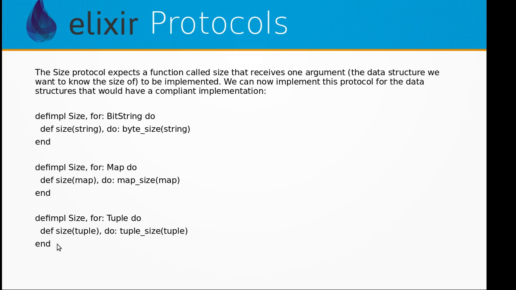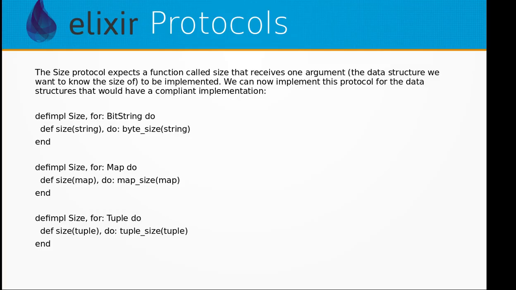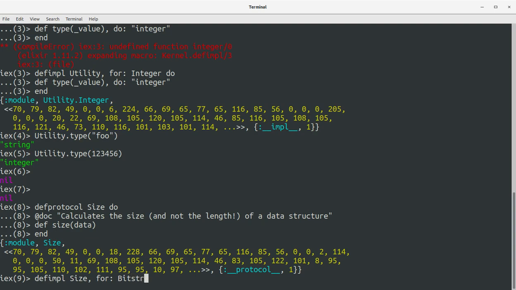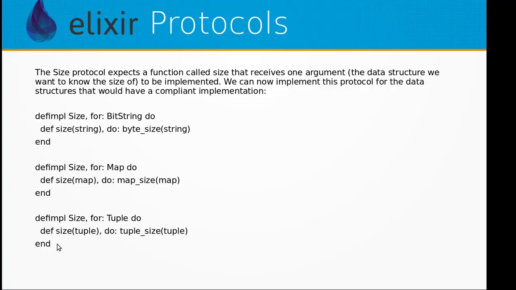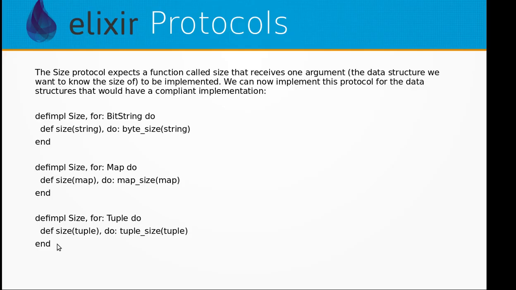The size protocol expects a function called size that receives one argument, the data structure we want to know the size of, to be implemented. We can now implement this protocol for the data structures that would have a compliant implementation. So let's define the implementations for our size protocol. defimpl is for defining implementation, and we are going to define the implementation for the Size protocol and for BitString. It's BitString. Do def size with string as a parameter, do byte_size string. So we will be returning the byte size of the bit string.